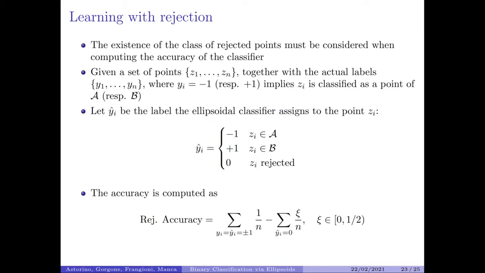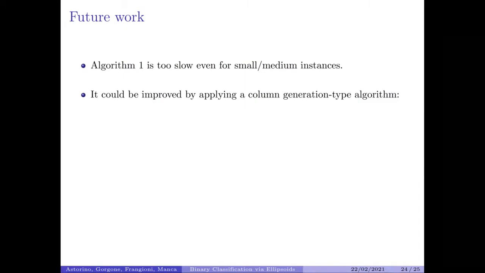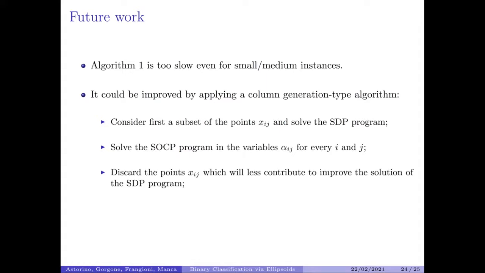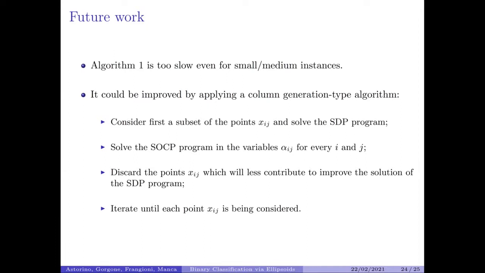For this approach, I don't have any results because it's super slow even for small instances. So what we are doing now in order to obtain some results is improving the speed of the algorithm, and we're thinking about using a column generation type heuristic. The idea is to consider only a subset of points Xij, solve the first SDP program, and then update the variables alpha ij for every i and j using the first ellipsoid. Then we try to find a criterion that says that some points Xij will not contribute to improving the solution of the next SDP program, and iterate this process until we have considered every point Xij, where we discard every point which is not relevant to improving the solution. So for now, we're working on this.